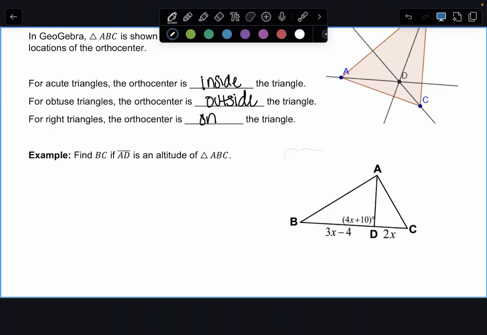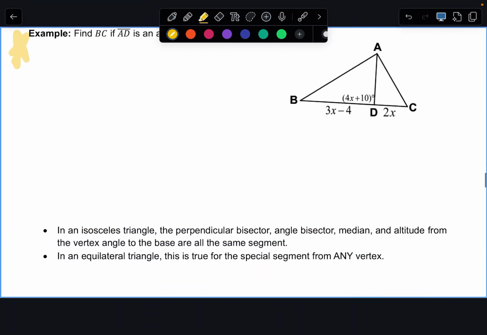Okay. Questions on altitudes? They make a right angle. They hit a vertex. I would put a big star next to this example. There's one very similar to it on your test. Okay? This one just straight up uses the definition of altitude. It says find BC, so find the length of this whole segment, if AD is an altitude.